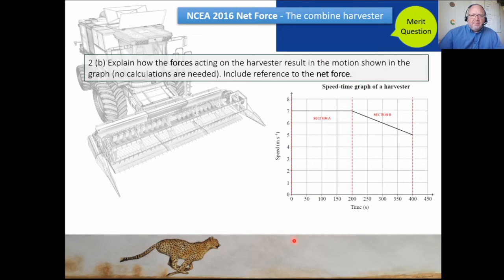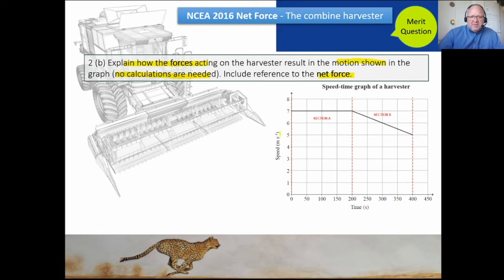Alright, so firstly, let's have a look at this. Explain how the forces acting on the harvester result in the motion shown in the graph. No calculations are required. Include reference to the net force. So let's just quickly unpack this. So number one, there's no calculations needed. Now, the forces acting on the harvester result in the motion shown in the graph. Include reference to the net force.